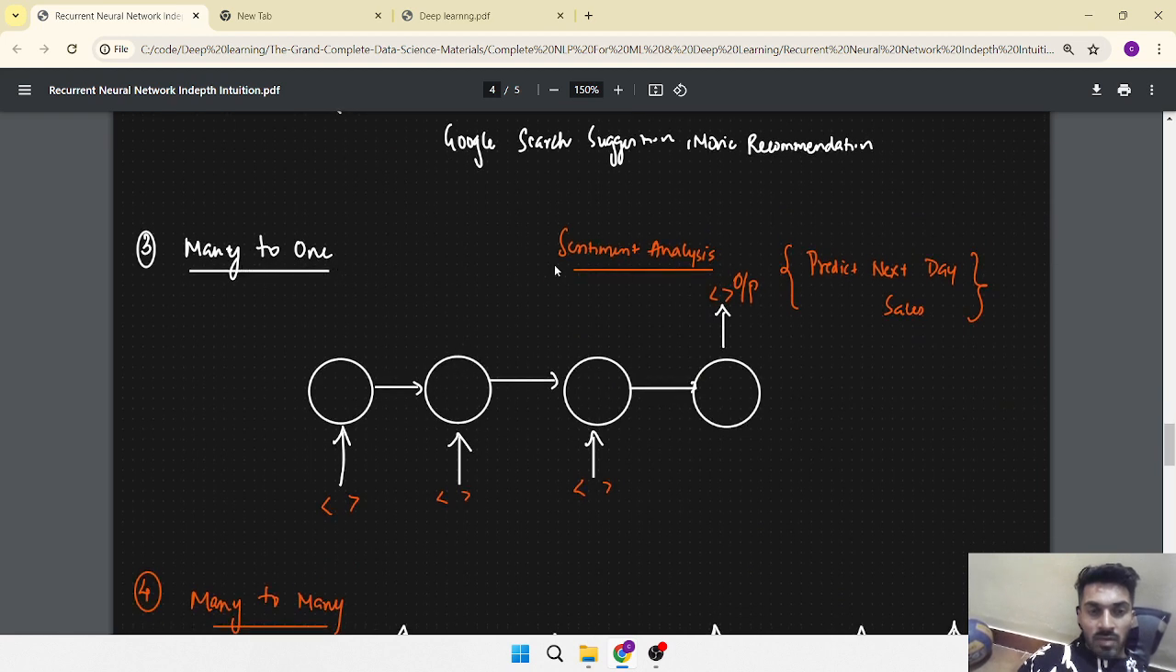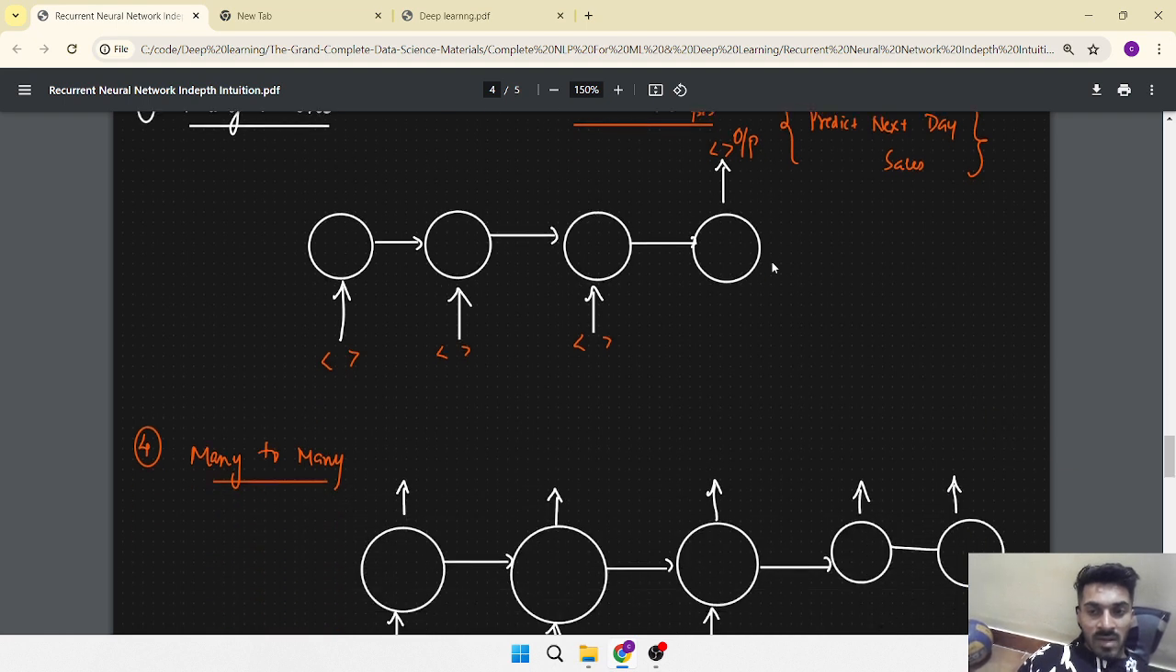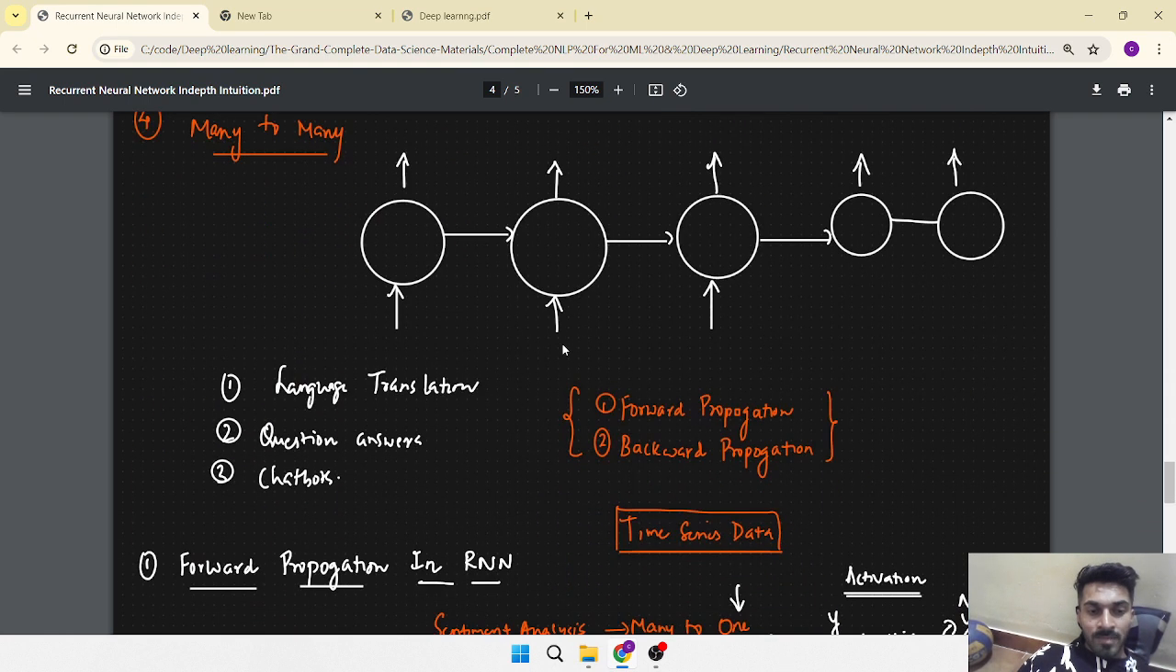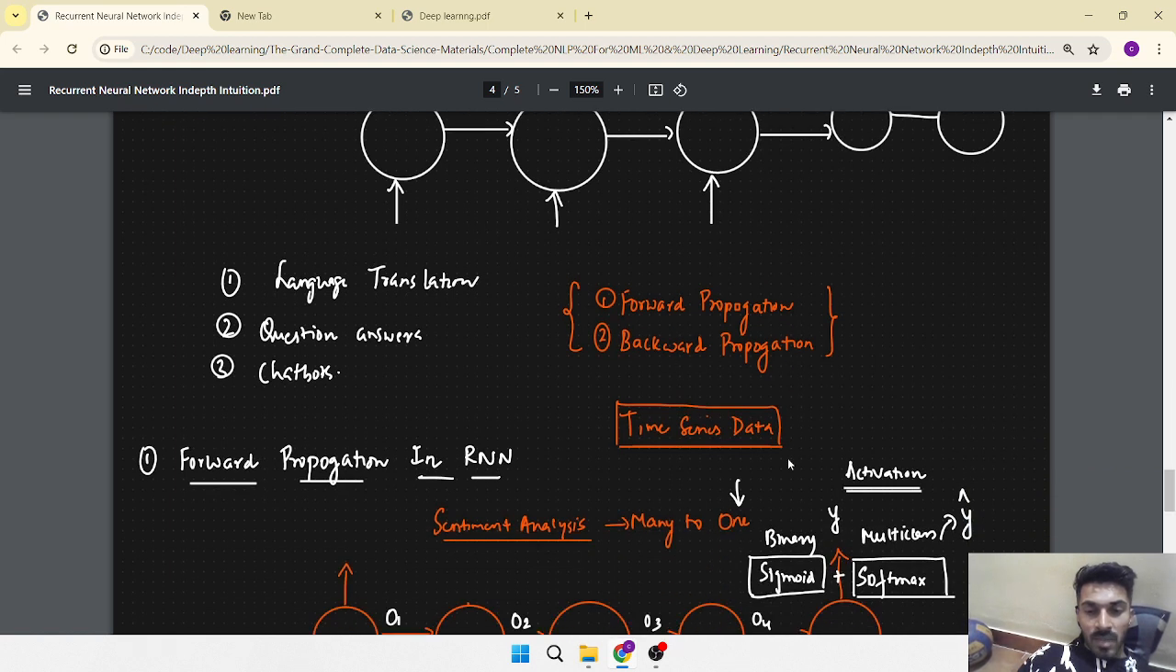And this is for many to one. We have already said we will pass many inputs, like sentiment analysis or predicting next day sales. In many to many, examples are language translation, question answering, and chatbots. For forward propagation and backward propagation, we have already seen how this works.